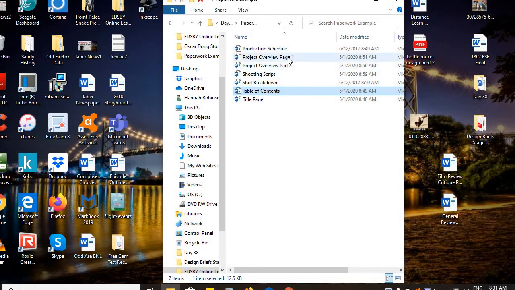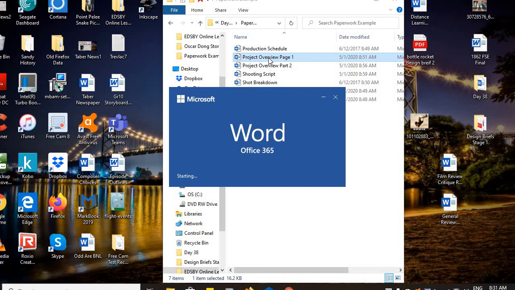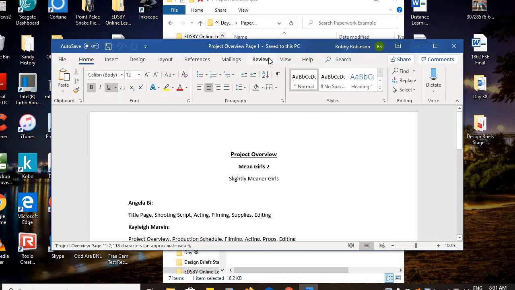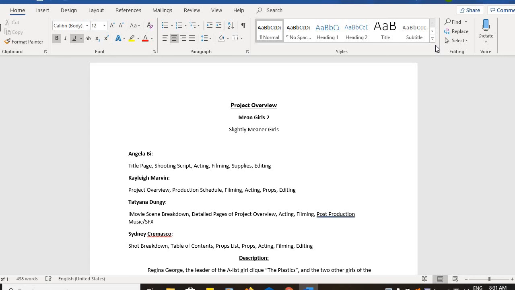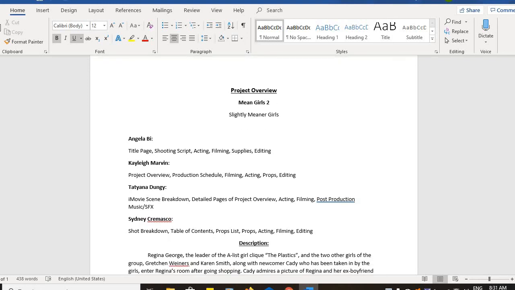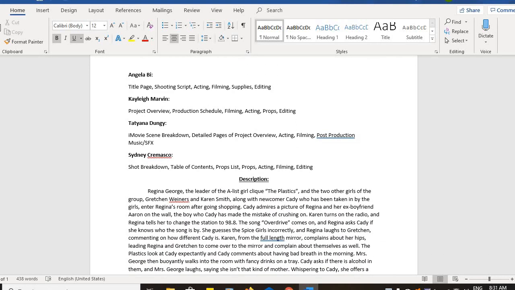Project overview. Now, we've looked at the shooting script already, so I'll get to that in sequence. But the project overview is your opportunity to sit down and explain to me and yourself what your project is all about. So, it starts with project overview, page 1, the name of your project. It's got your group members listed. And here is where you take ownership of the various places, the various jobs that you did during this project.